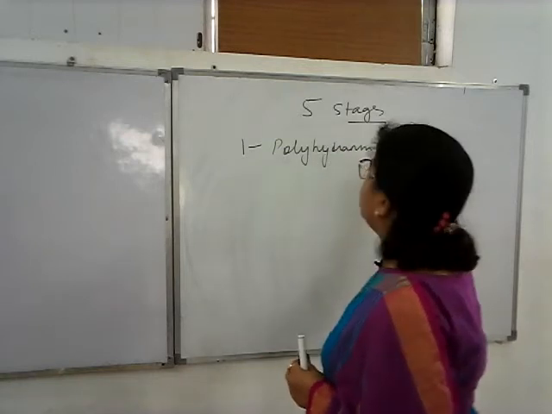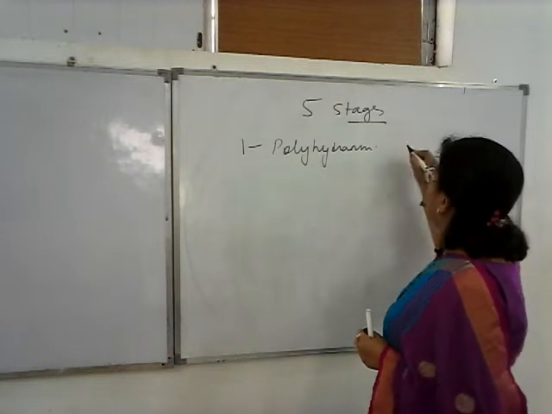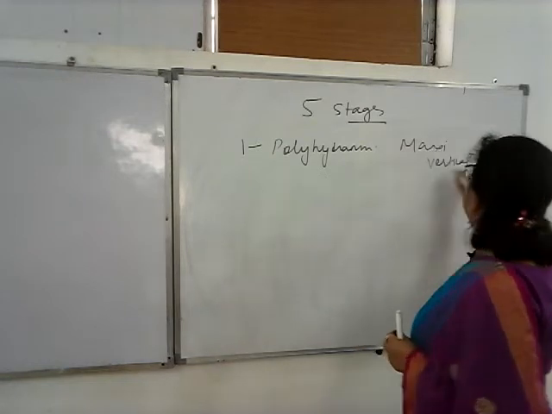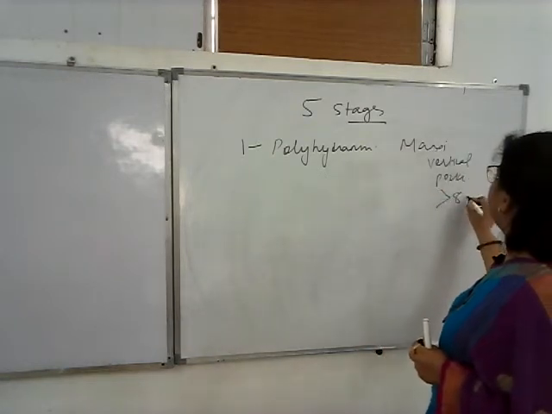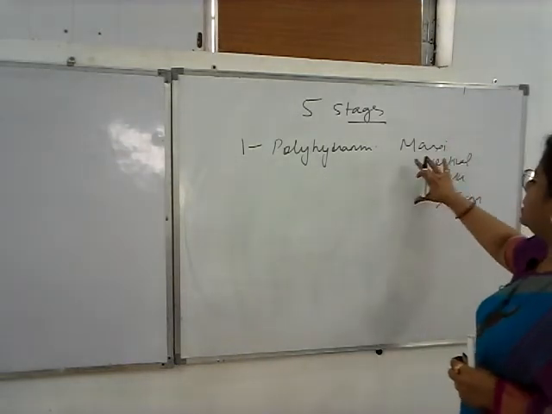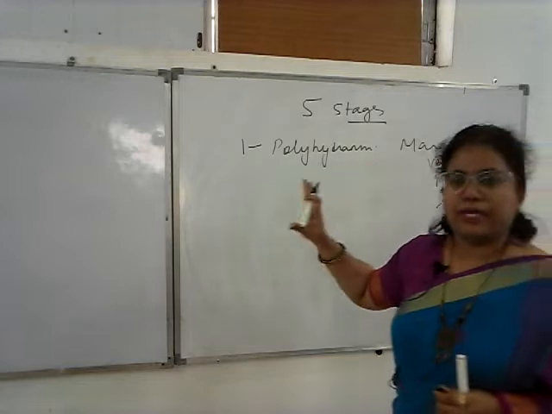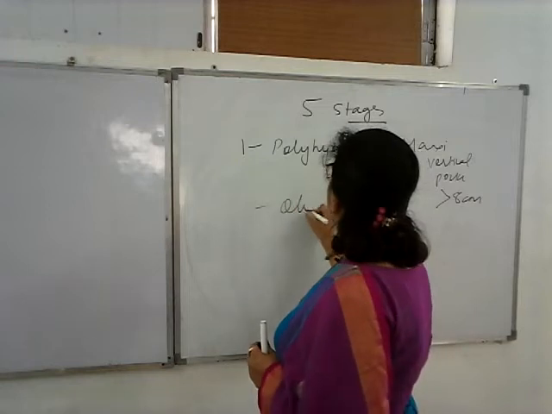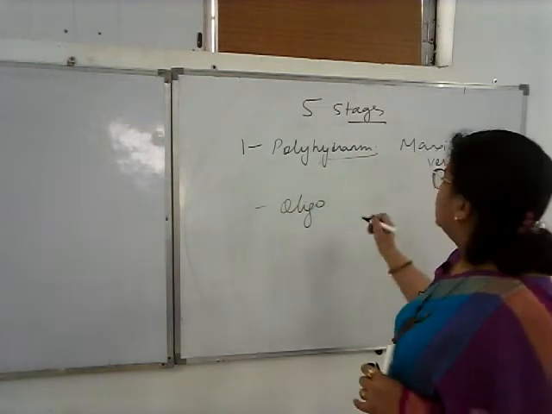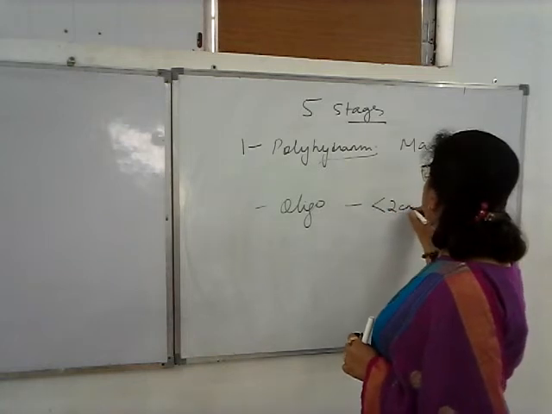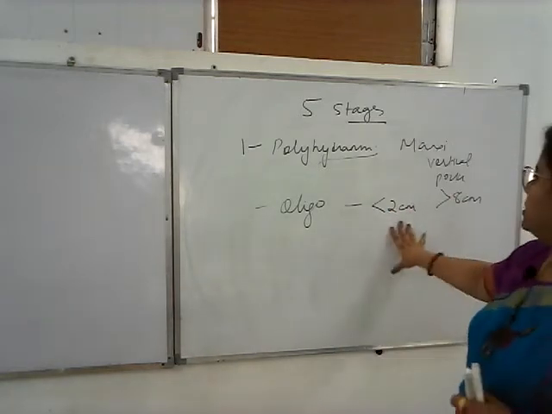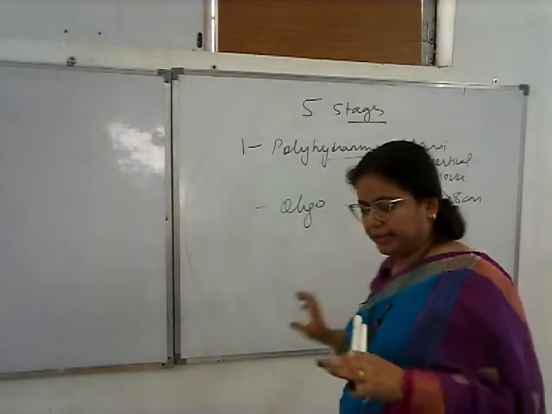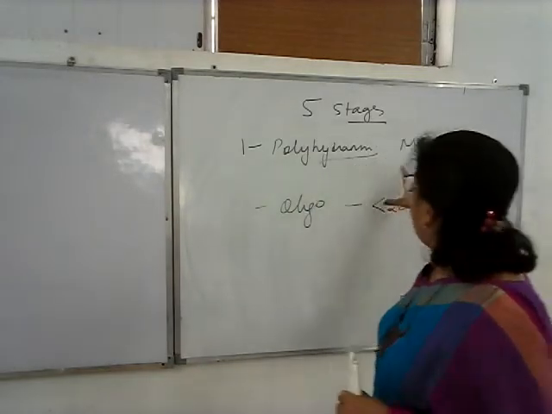Polyhydramnios, when will we say polyhydramnios? The maximum vertical pocket of more than 8 centimeter. If a vertical pocket of more than 8 centimeter is present, then it is called polyhydramnios. It is present in one twin, and oligo in another twin, that is a maximum pocket of less than 2 centimeter. So these are the criteria to label poly and oligo.